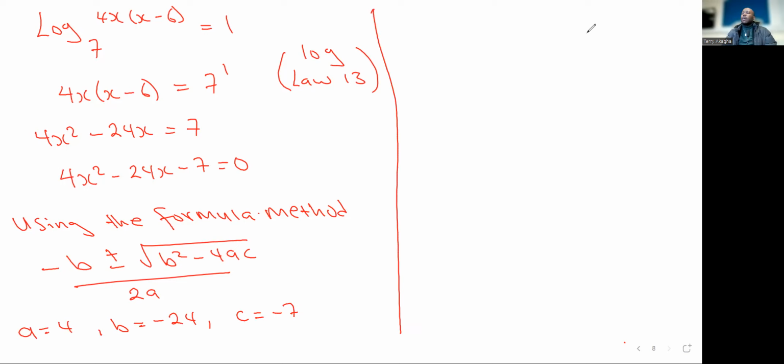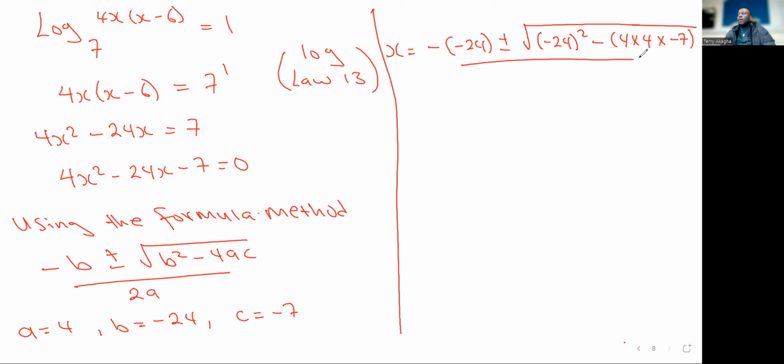So we can solve this now. So we're going to put this here. So the value for x is going to be equal to minus b, which is minus 24, plus or minus the square root of b squared, which is minus 24 squared, minus 4 times a, which is 4, times c, which is minus 7, all divided by 2 times a, which is 4.